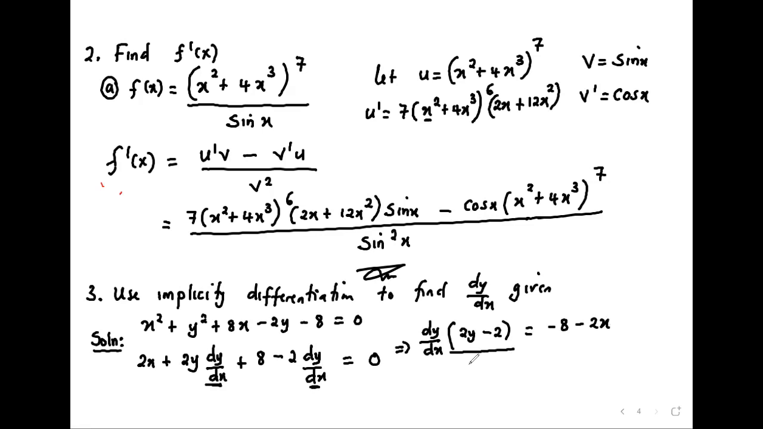Now, what remains is 2y minus 2 is equal to minus 8 minus 2x. Then divide by 2y minus 2. So we have dy/dx equal to minus 8 minus 2x over 2y minus 2. This is what we call implicit method. So we have used the implicit differentiation to find this solution.